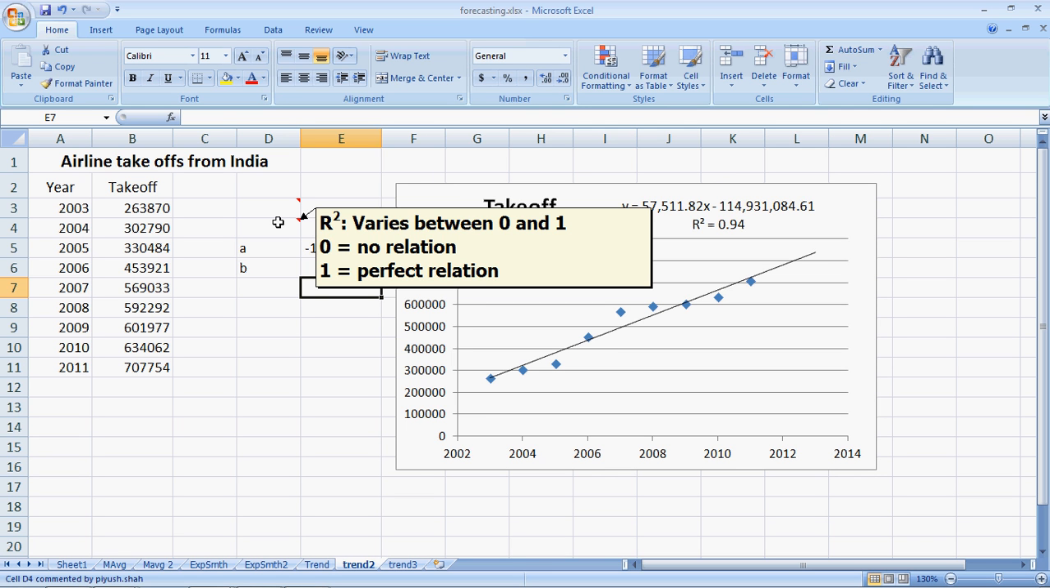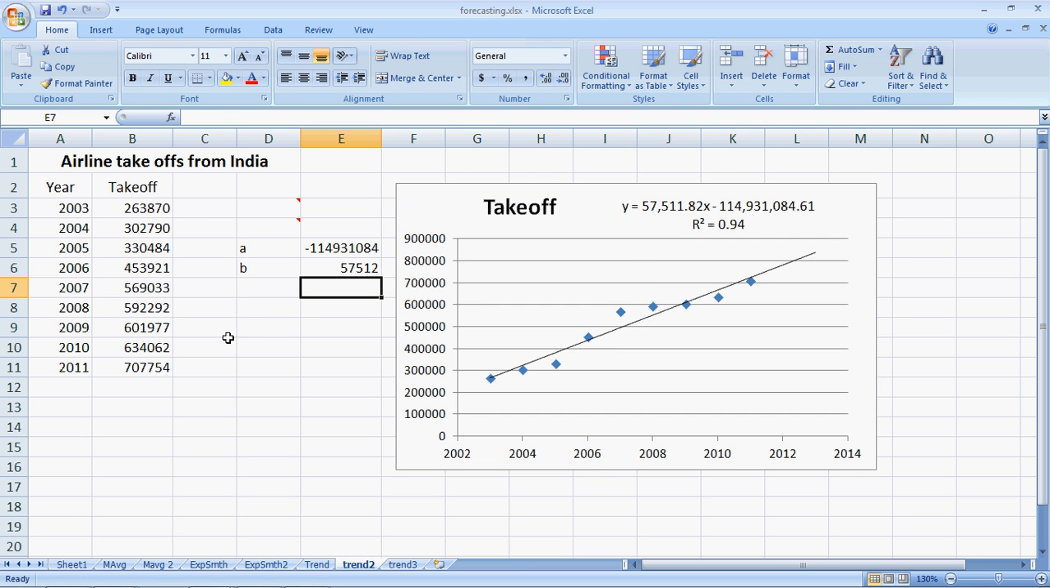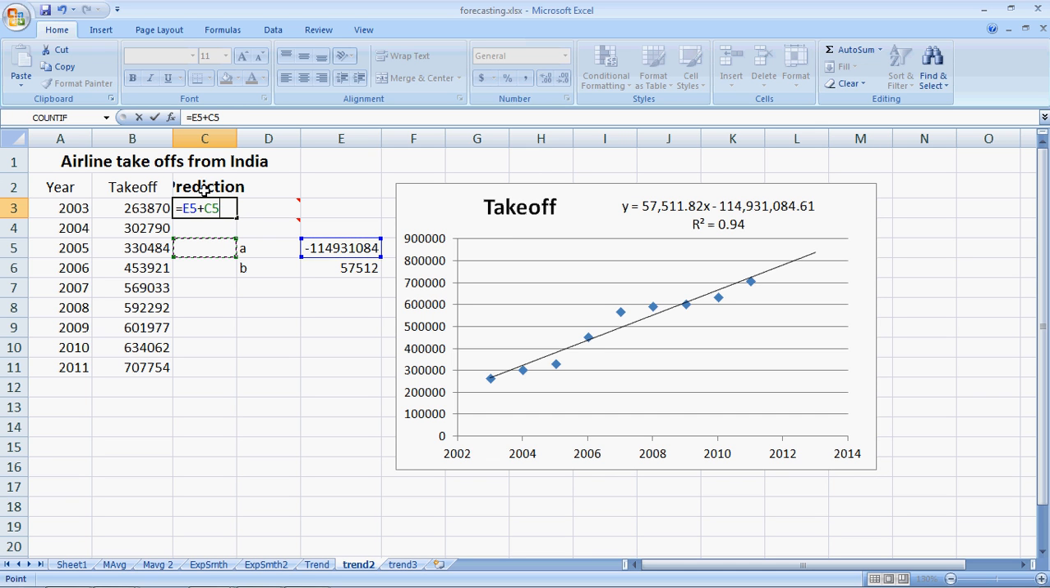Since our R square is 0.94, closer to 1, we can assume a good relationship between the year and the takeoffs. So I can predict the takeoffs. For 2003, my prediction would be equal to A, Y is equal to A plus B multiplied by X, which is the year, and enter. So the prediction was 265,452, which is very close to the actual.